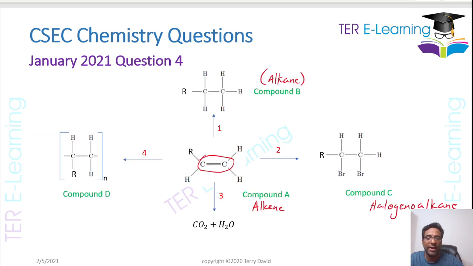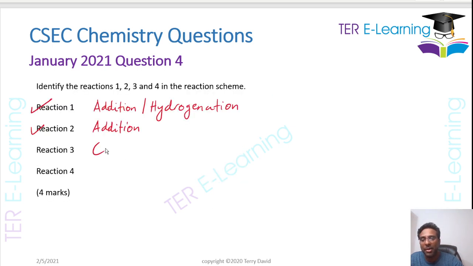In my third reaction, let's see what's happening. Where is my third reaction? So my third reaction is this. I am going from an alkene and I'm producing carbon dioxide and water. So what is happening there? That's a combustion reaction. That's what that is, combustion.